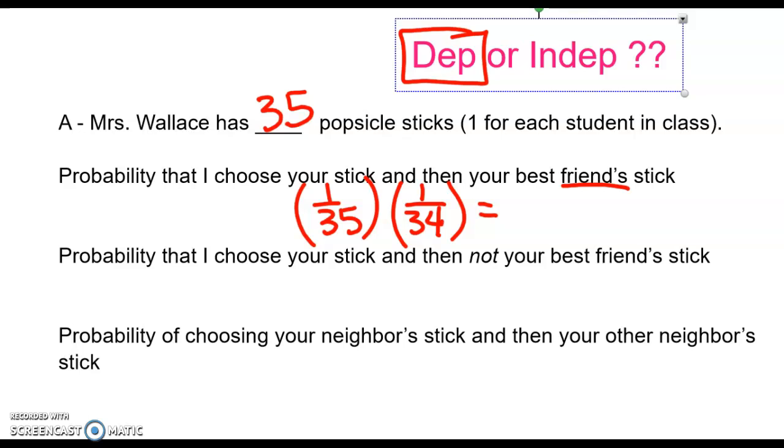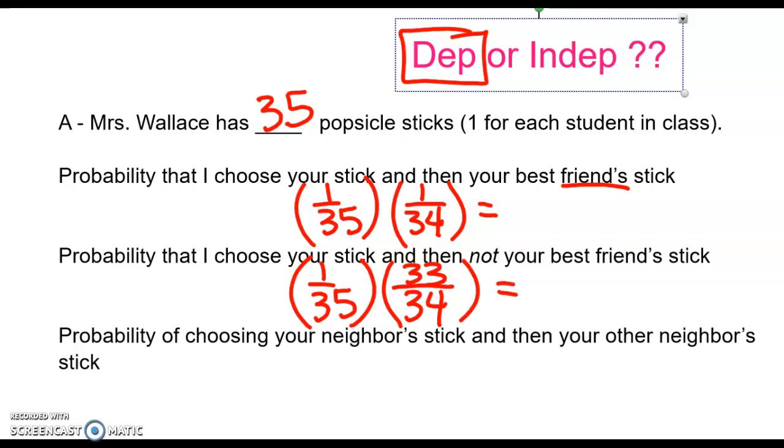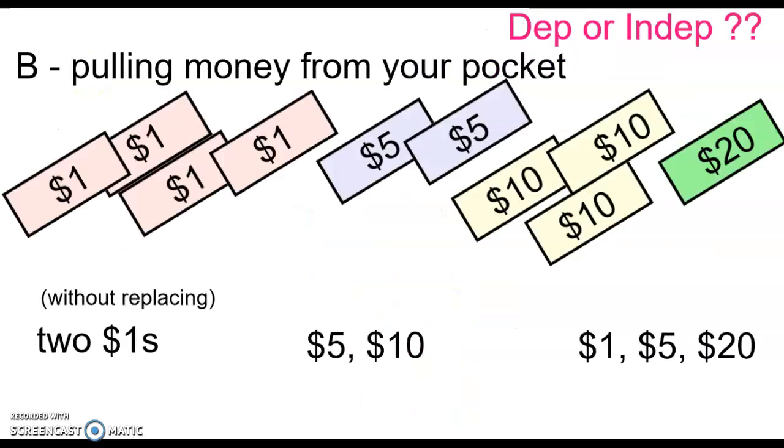How about probability that you choose your stick and not your friend's stick? Well, you're still 1 out of 35. And then not your best friend's stick. Well, if there's 34 left, 33 of them are not your best friend. And I could multiply those together to get that probability. We're going to go on to the next example.